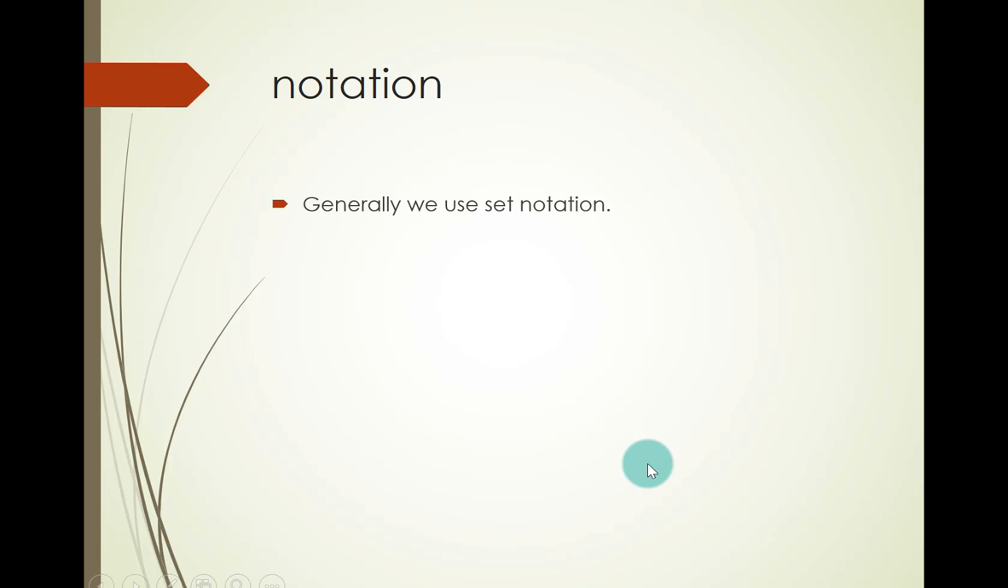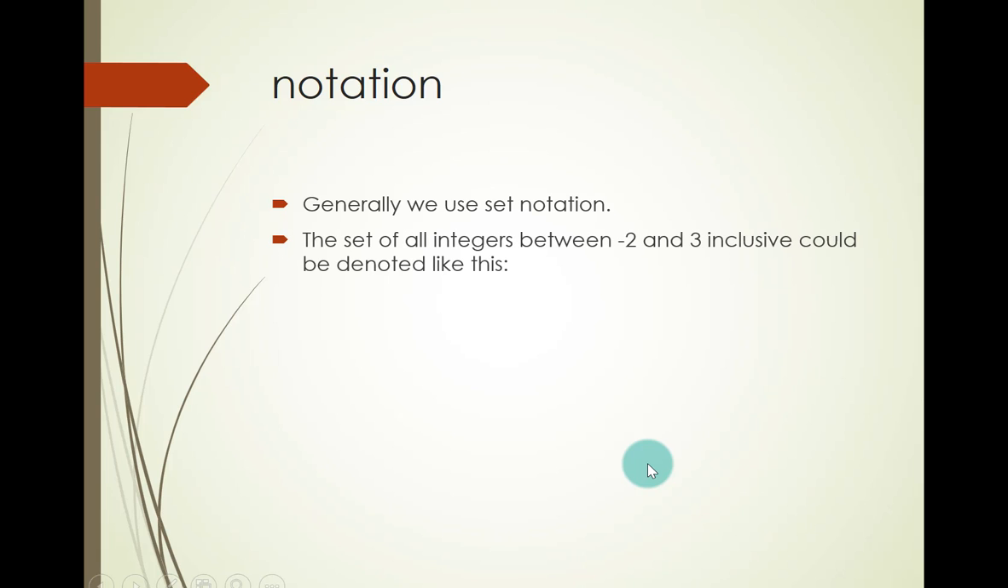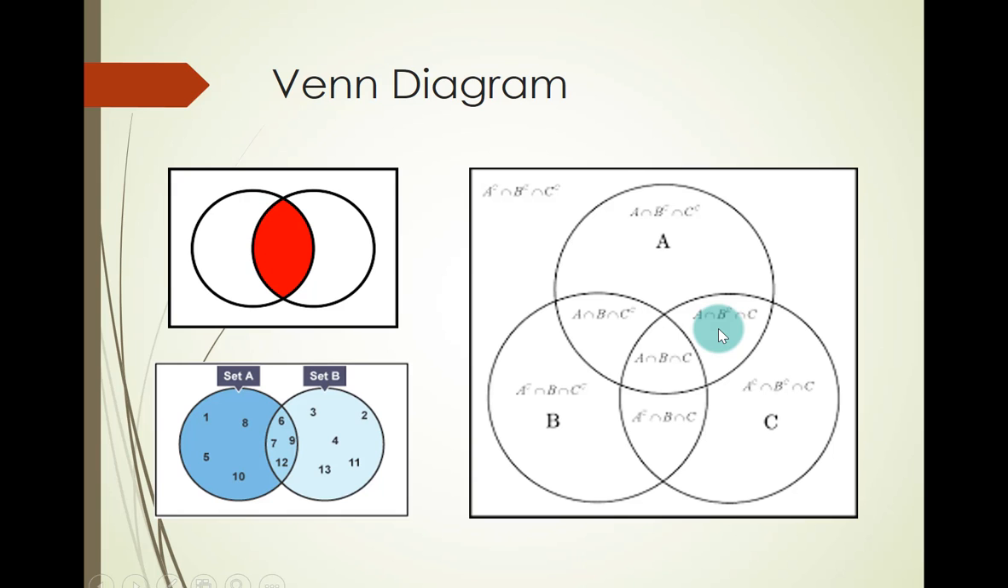And for notation, the typical way of indicating sets would be something like this. Suppose we're talking about the set of all integers between -2 and 3 inclusive. That could be denoted like this. And also we're going to talk about what are called Venn diagrams. So these are 3 examples of Venn diagrams.